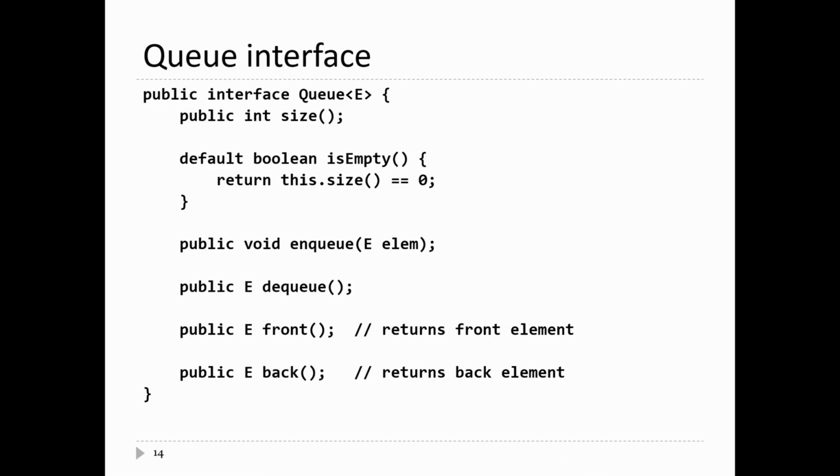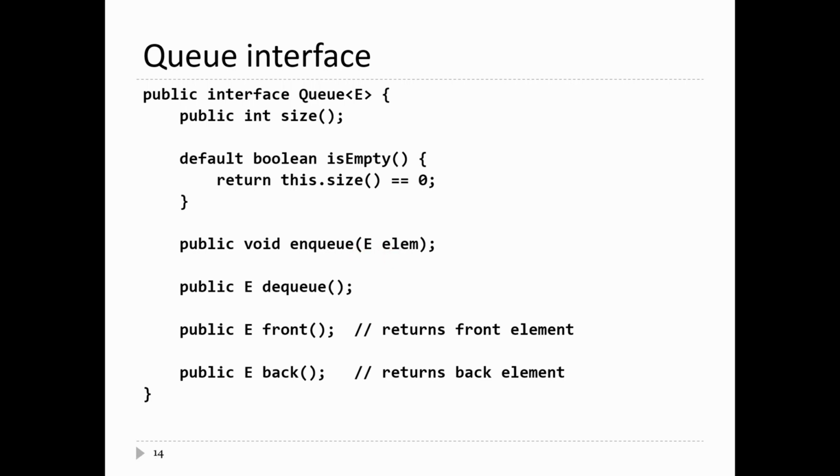Instead of implementing a queue of int or a queue of string and stuff like that, we might as well just jump right in and make it a generic queue. So our queue interface has the following methods in it. There's size, there's isEmpty, there's enqueue, there's dequeue, there's front and back. Front and back let you look at the front element and the back element without taking them out of the queue.